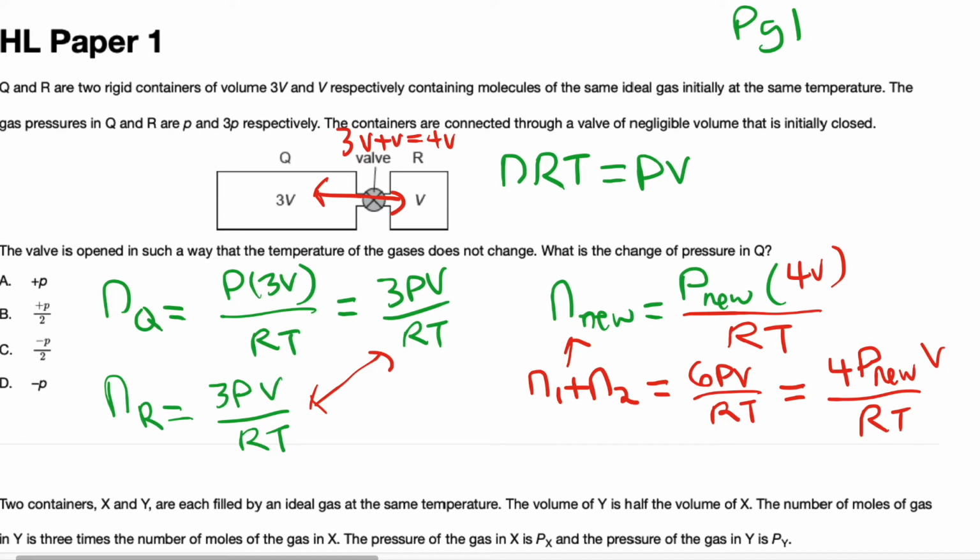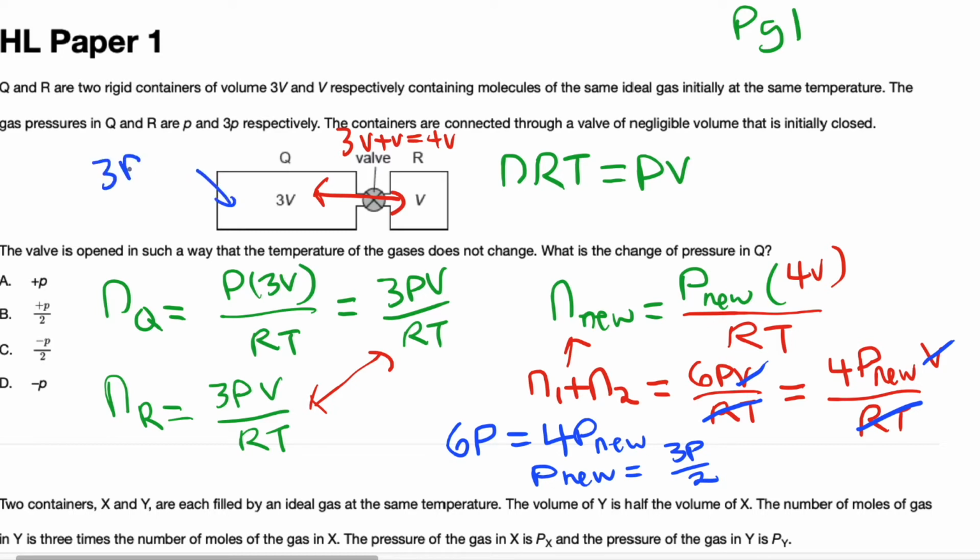And now we can cancel out terms. So RT and RT are cancelled out. V and V are cancelled out. So 6P is equal to 4 P new. So P sub new is going to be equal to 3P divided by 2, right? So this is the new pressure or the final pressure at this point.